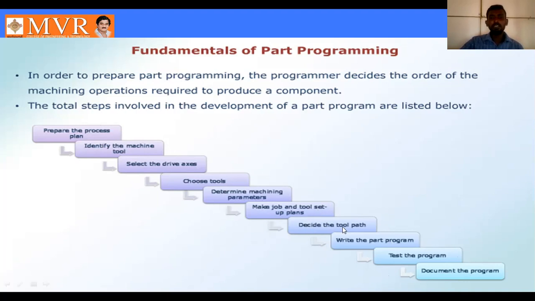Next is to decide the tool path. Next is to write the path program. Next is to test the program. The final step is to document the program. Documentation is nothing but the final conclusion. In the document, you can prepare the final conclusion of the total work. So that is the development of the program.